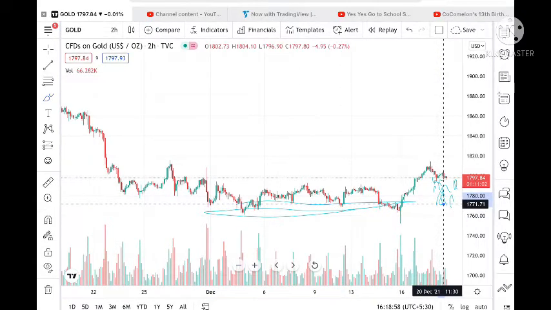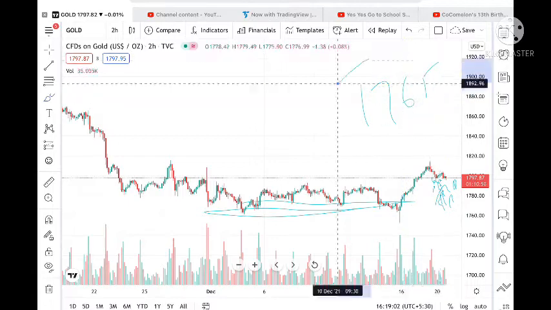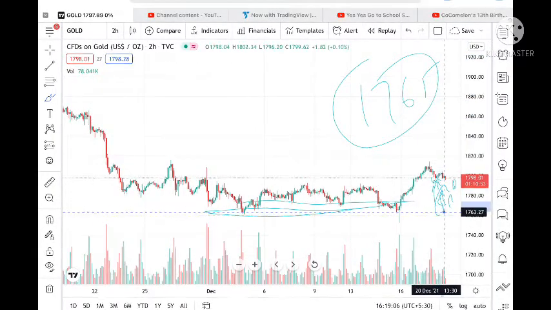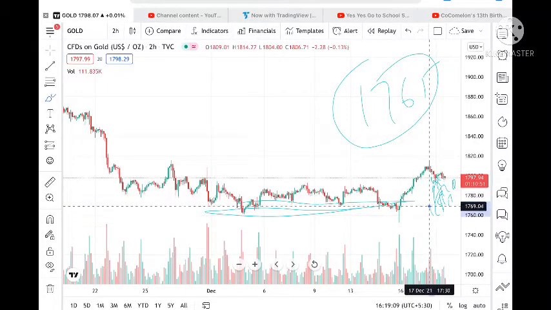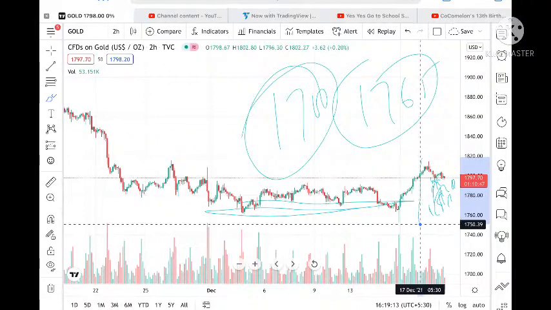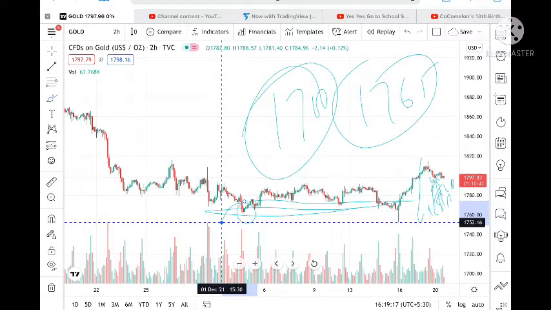Once it goes below 1770, the probability is very high it can go and touch a level of 1765, and from there it can go and touch a level of 1760. If it goes below a level of 1763, then it can go further low and touch a level of 1760. And 1760 is a strong support.